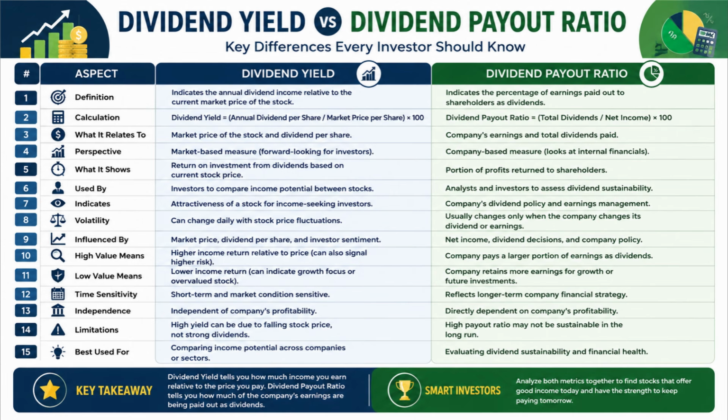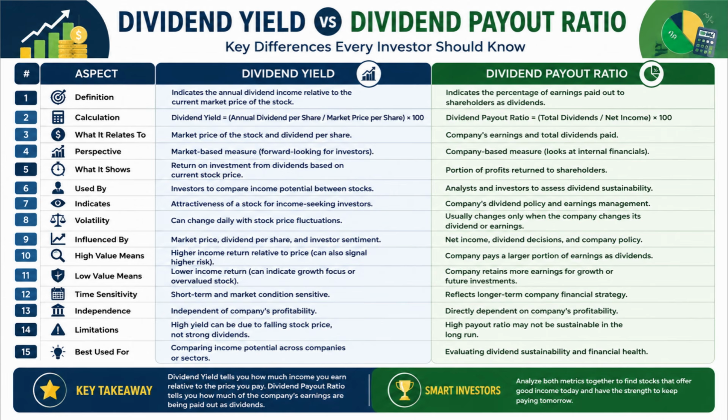Number 8. Dividend yield can change daily due to fluctuations in stock prices, whereas dividend payout ratio usually changes only when earnings or dividend policies change. Number 9. Dividend yield is influenced by market price movements, dividend amounts, and investor sentiment, whereas dividend payout ratio is influenced by net income, dividend decisions, and company policy.